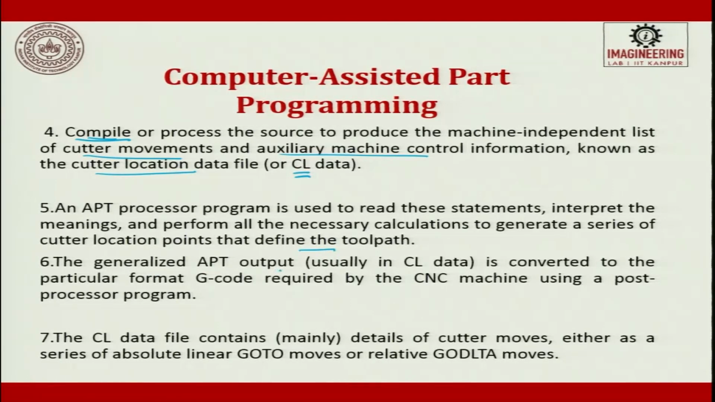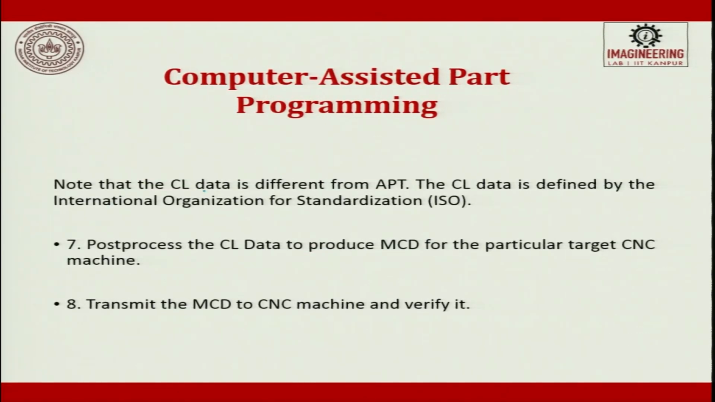The generalized APT output, usually the CL cutter location data, is converted to the particular G code format required by the CNC machine using a post processor program. The CL data file contains details of the cutter movement either as a series of absolute linear GOTO moves or relative GODLTA moves. Note that the CL data is different from APT. CL data is defined by the International Organization for Standardization, ISO, then finally you do post processing and transmit it to the MCU.